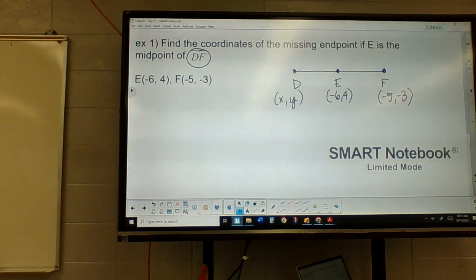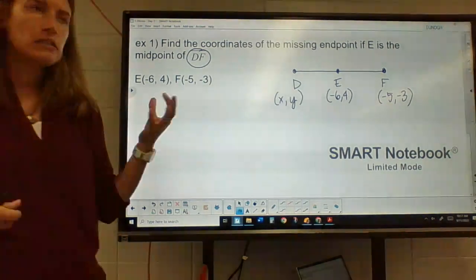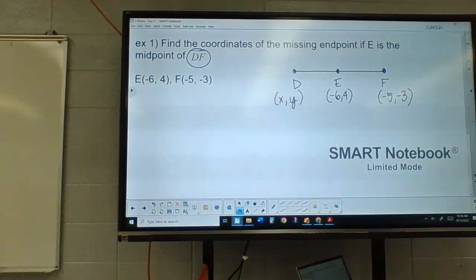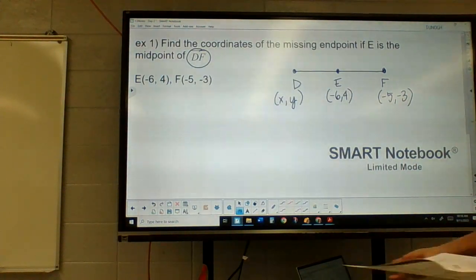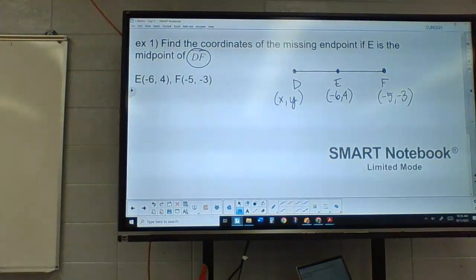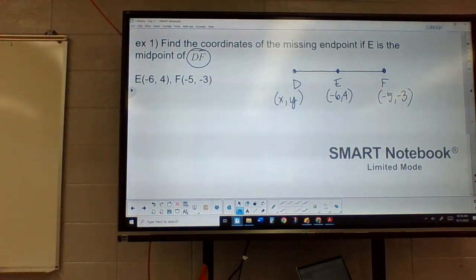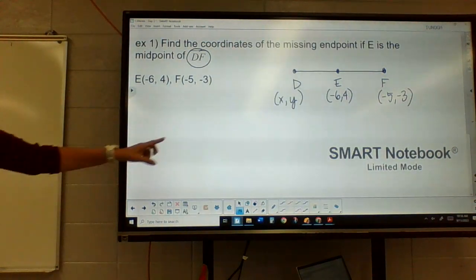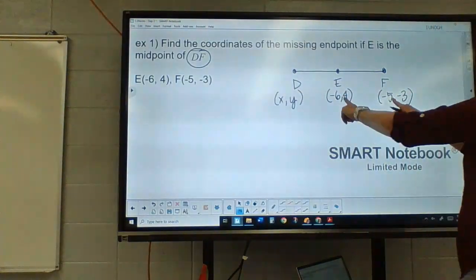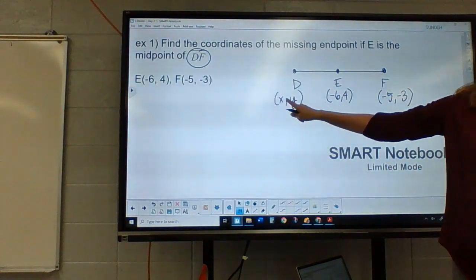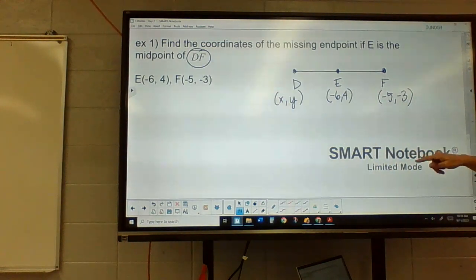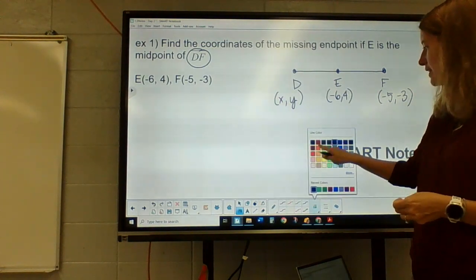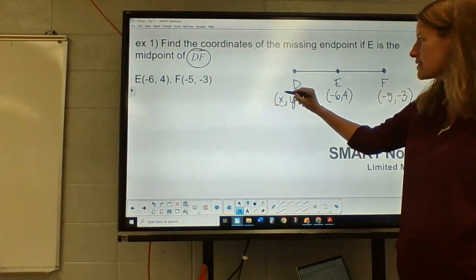Does anyone see anything that you would try to do first in this problem, or do you see already what you can do? Yeah, Griffin? Find the difference for the midpoint. Yeah, so he's saying I can tell how far apart these two are, so I should be able to see how far that is, because this is the halfway. And when you do this, you want to look at each of the points, look at the x's individually.